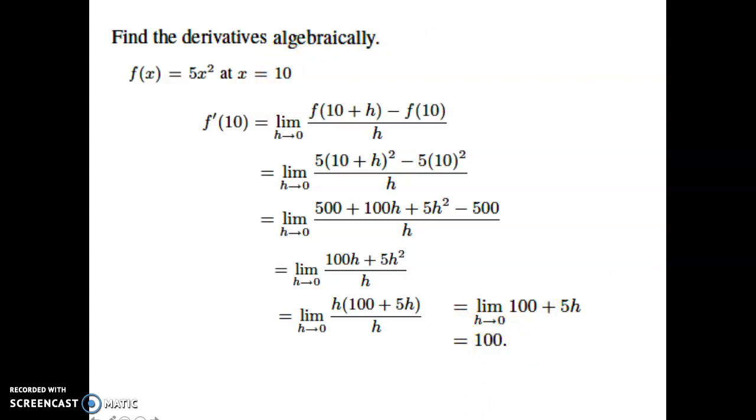That is the derivative of this curve at x equals 10. It is the slope of the tangent line to the curve at x equals 10. It is the slope of the curve at x equals 10. It is the instantaneous rate of change of the curve when x equals 10.